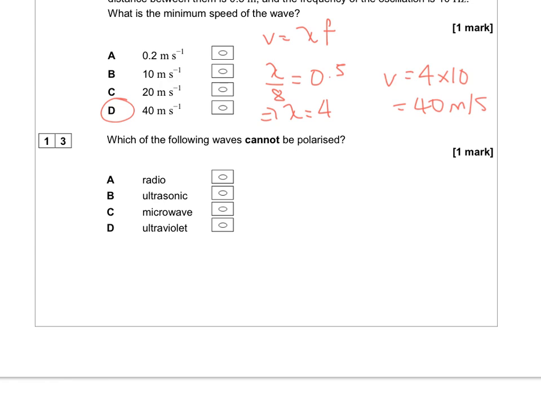Which one of the following waves cannot be polarized? So this is about identifying which one of these is not transverse, because longitudinal waves cannot be polarized. Radio wave can, because it's electromagnetic, which is transverse. Ultrasonic is a type of sound wave, which is a type of longitudinal wave. So this microwave is electromagnetic, ultraviolet is electromagnetic. So the correct answer here is B, because it's longitudinal.